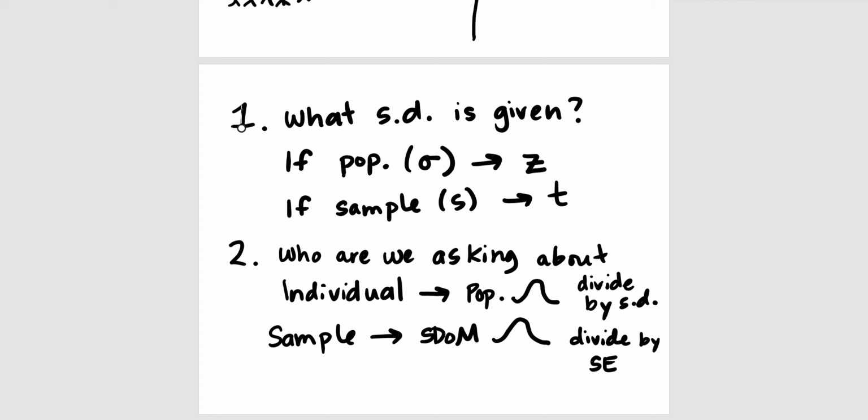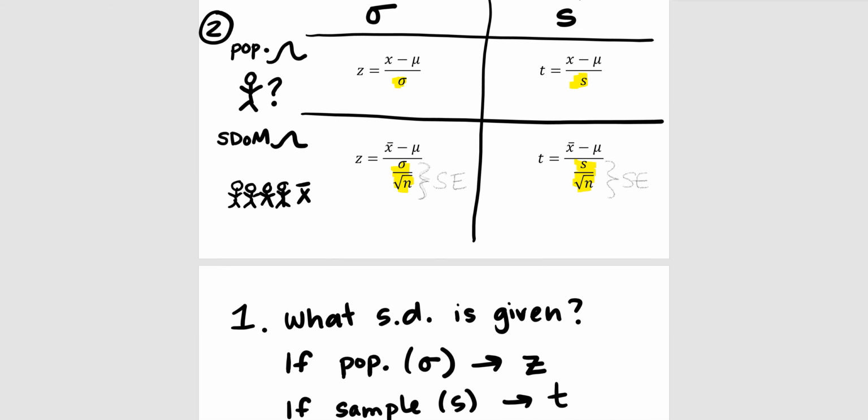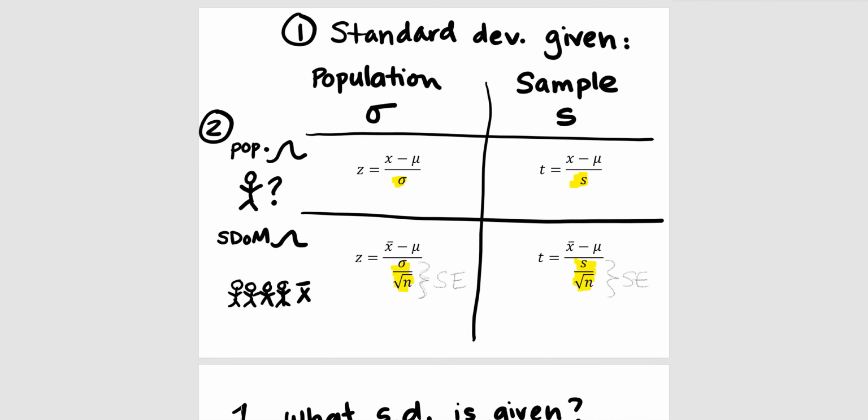So these are the ways that are going to help you narrow down to which of those 4 versions you want. Is it Z or T? That depends on what standard deviation is given. And are you doing the divide by standard deviation or divide by standard error? That depends on if the question is asking about just an individual person, or if it's asking about what's the probability of a whole sample of people. So hopefully this clarified some things, and you can use this to help you guide in which version of this formula you need to use in different situations.